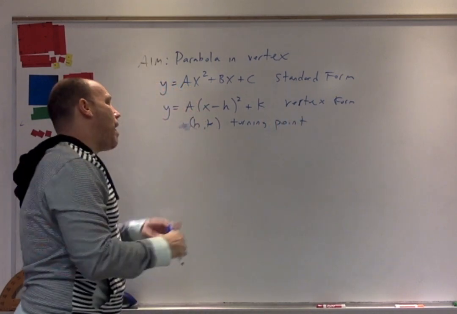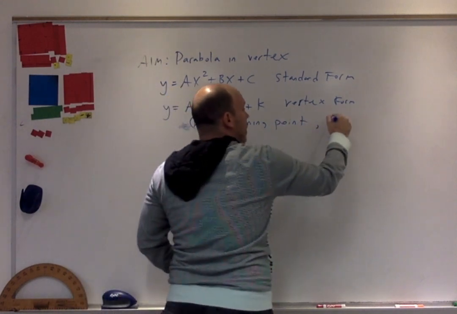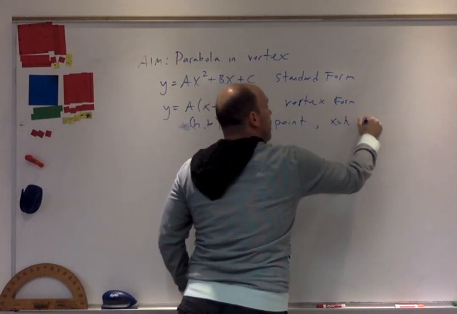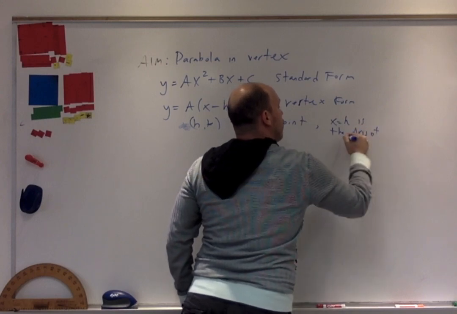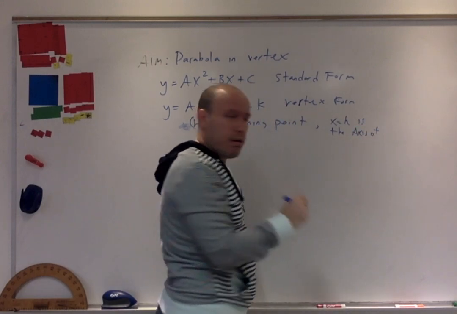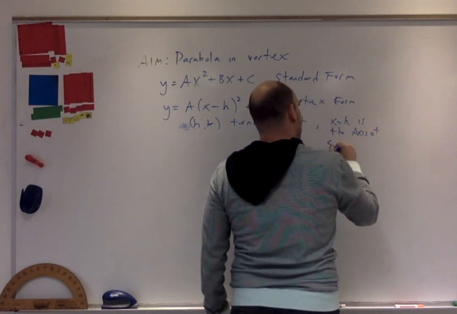Okay, and we then technically can say that x equals h is the axis of symmetry. Can you see me over there? Yeah, the axis of symmetry.